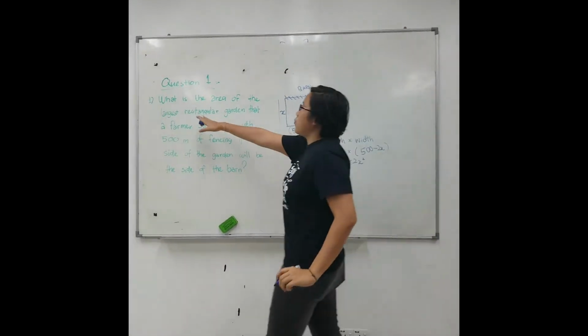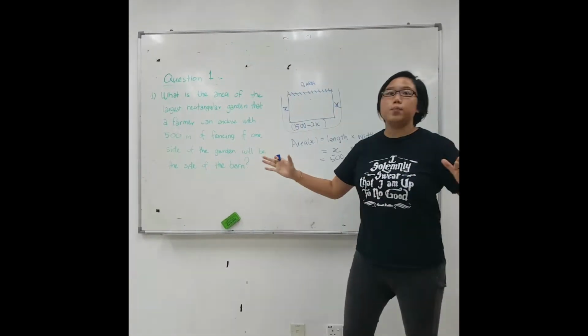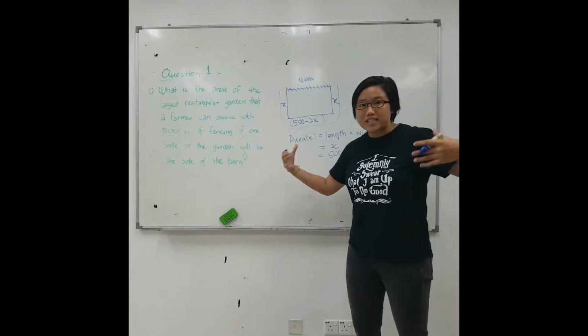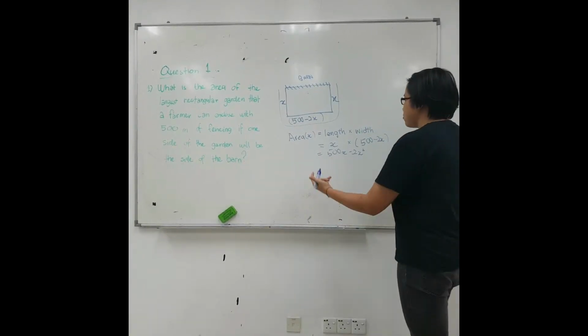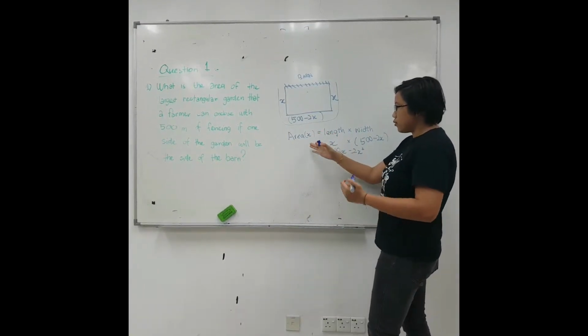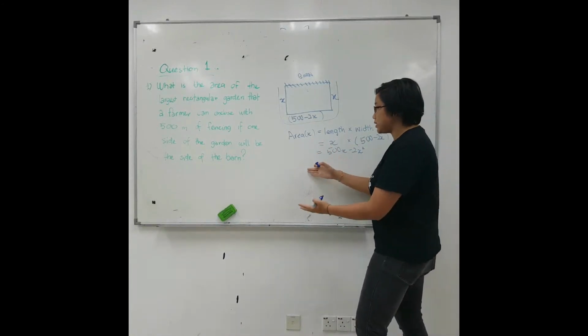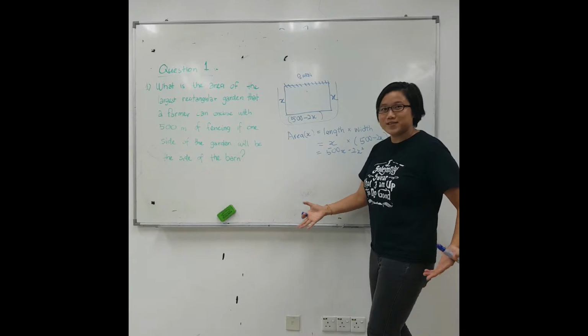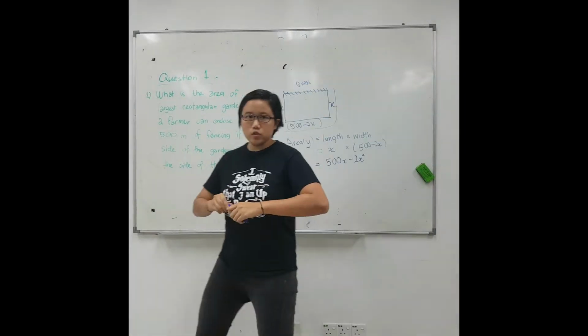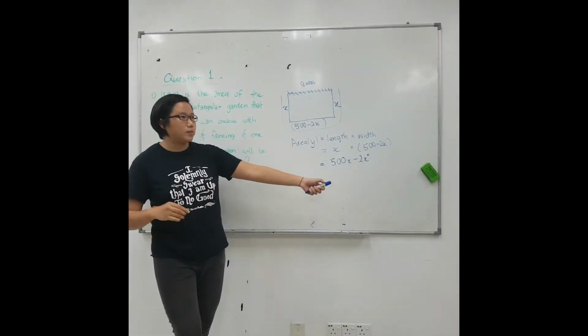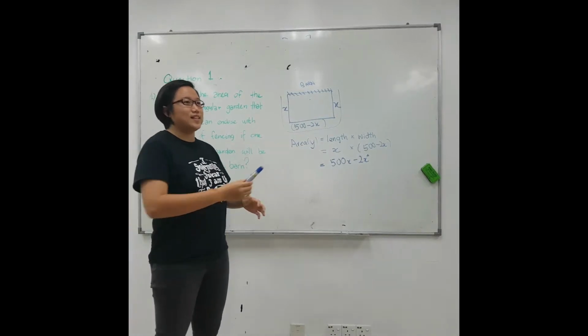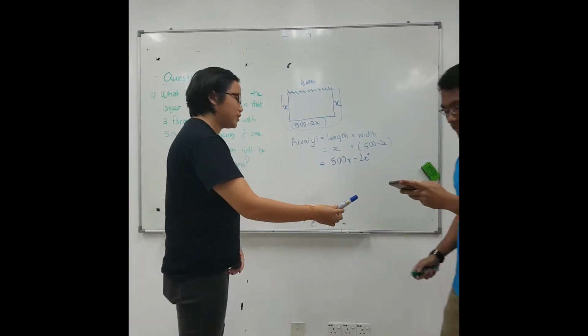So it says here they want the largest area possible, which means we're looking for a maximum value. So right now what we'll do is we'll just find the derivative for area x, because that's how you get the maximum value. Next, I'll pass it on to my teammate Fathi to continue explaining the question.